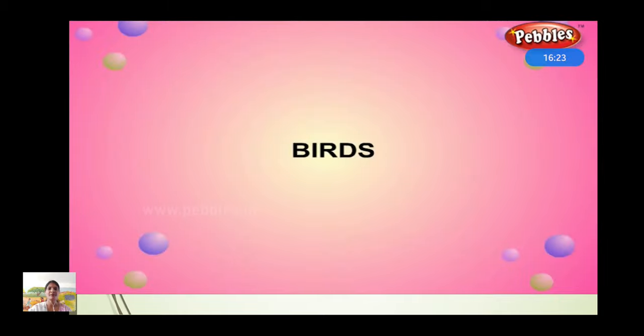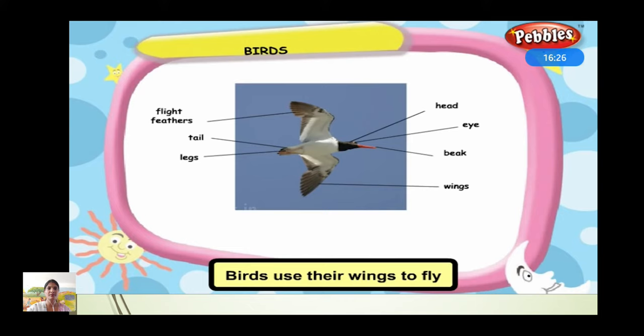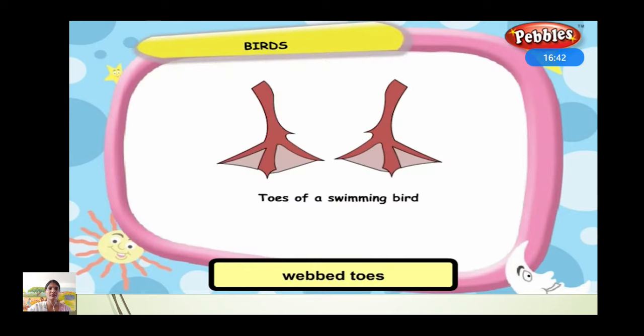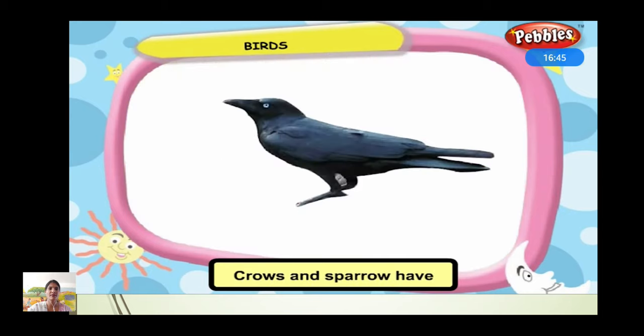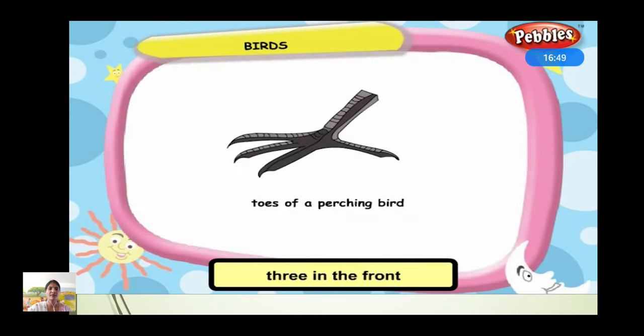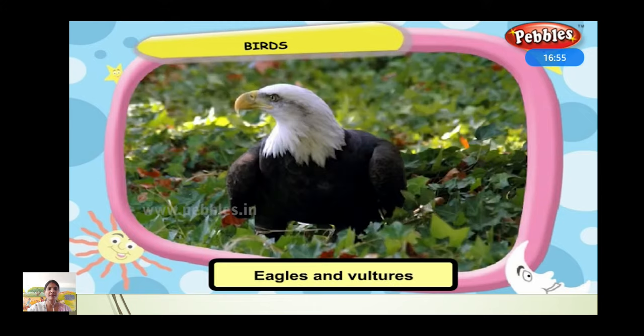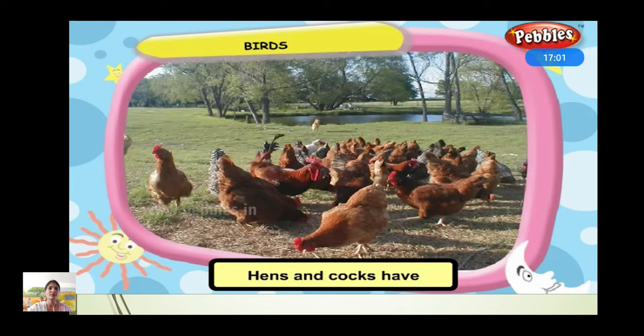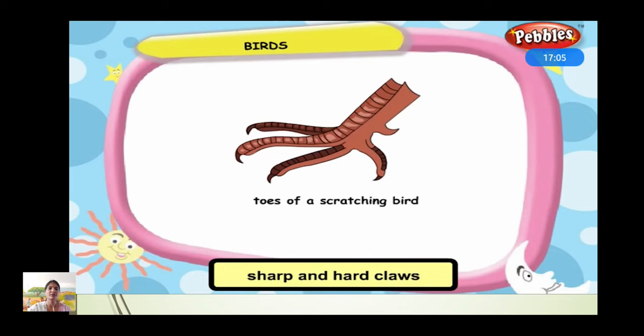Birds. Birds use their wings to fly and their legs to walk, hop, run and climb. The claws in their legs differ from one bird to another, depending on their mode of life. Swans and ducks have webbed toes to swim in water. Crows and sparrows have four toes, three in the front and one at the back. This helps them to hold on to the trees. Eagles and vultures have strong hooked claws to catch their prey firmly. Hens and cocks have sharp and hard claws to dig the ground to find the buried worms.